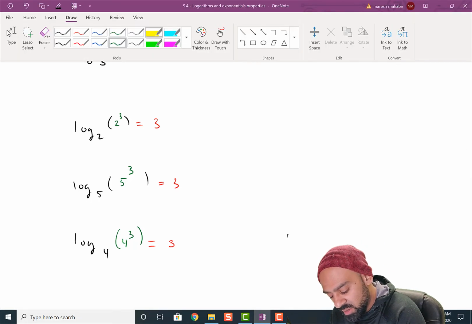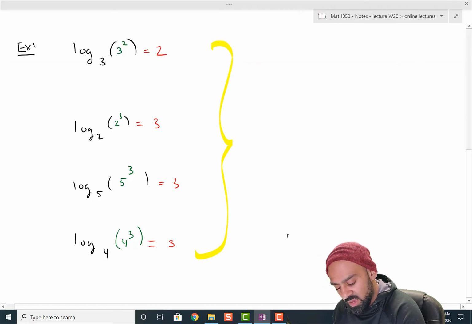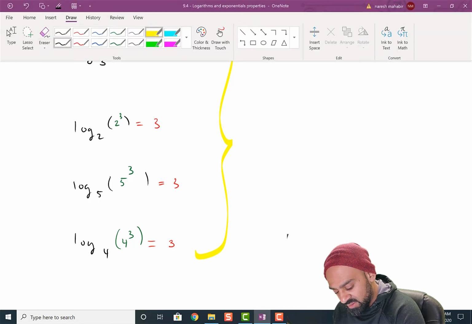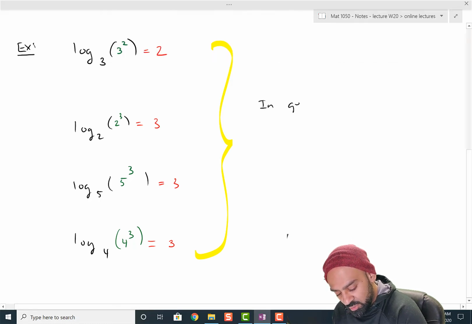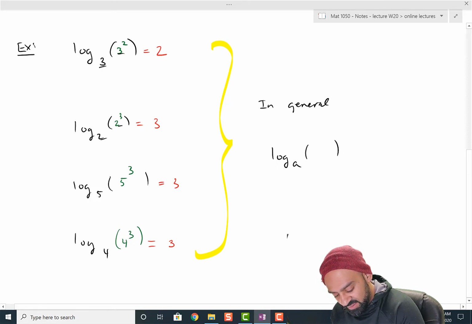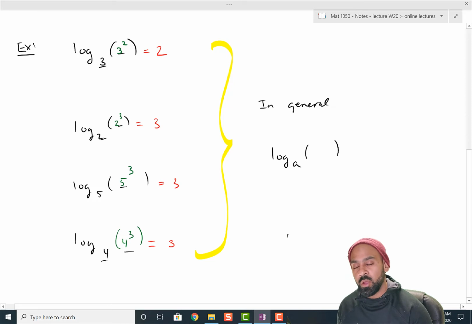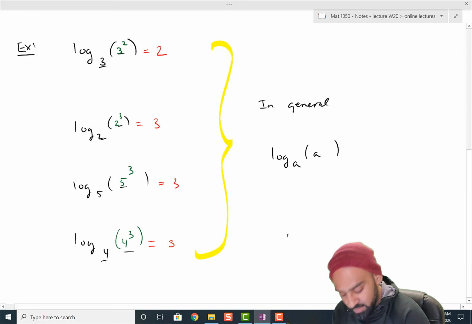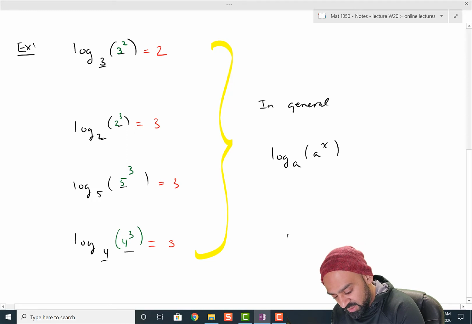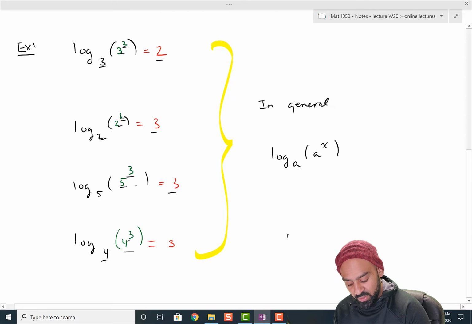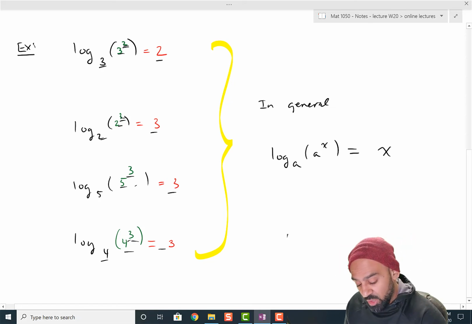They said, well, if we were to combine all of these into one major message, that is, in general, if I have a log, and let's call the base A, and it has the same base in the argument, so there's an exponent in the argument with the same base, no matter what the exponent is, all the exponents are different, right? It always gives you the exponent: 3, 3, 3, 3, 3, 3, 2, 2. Okay, so this should be equal to which one of those letters? X. Easy peasy.